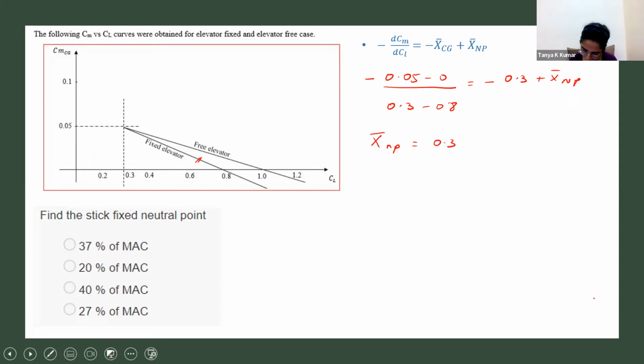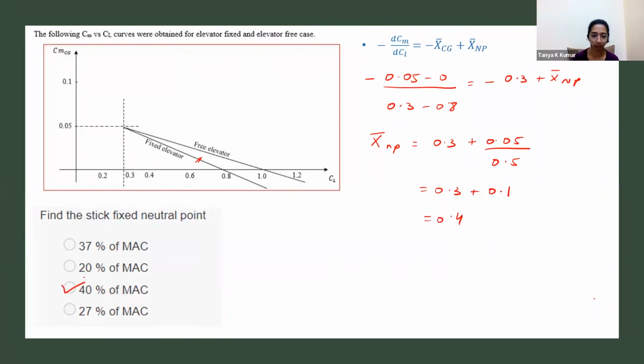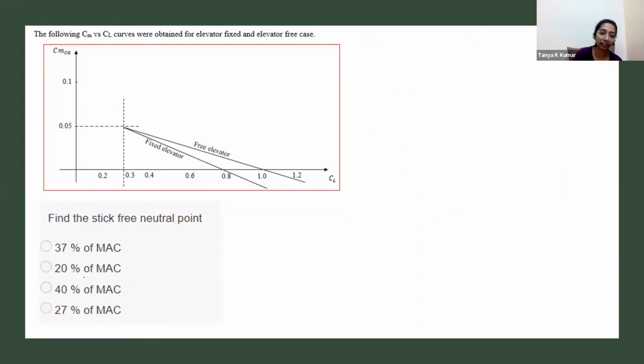0.3 plus 0.05 by 5, 0.3 plus 0.1, 0.4. So that comes to 40% of mean aerodynamic chord. Okay? Now the next question is the stick free neutral point.